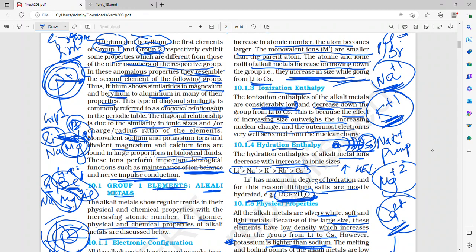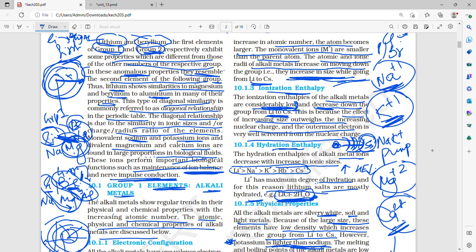Lithium shows similarities to magnesium, whereas beryllium shows similarities to aluminium. That is in the next group as well as in the next period. This type of diagonal similarity is commonly referred to as diagonal relationship in the periodic table. The diagonal relationship is due to the similarity in ionic sizes or charge by radius ratio of the elements.